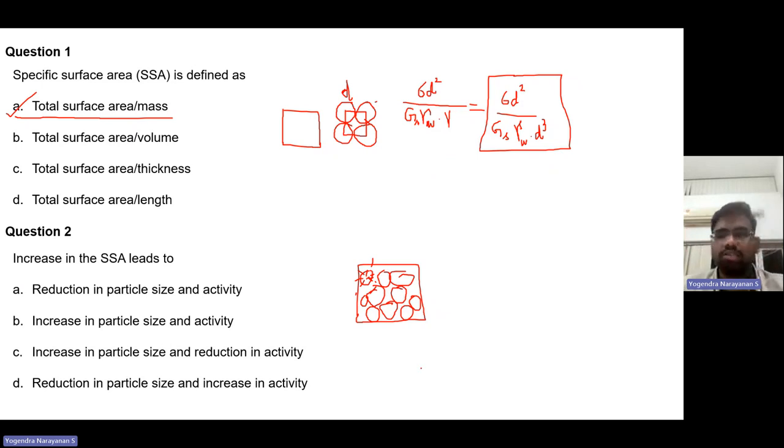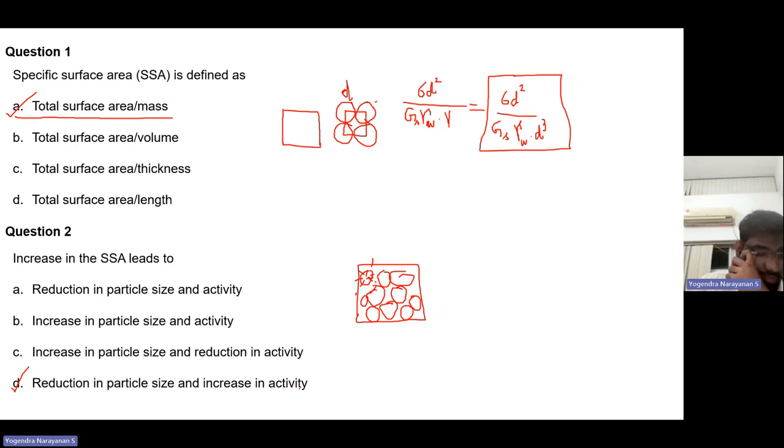So activity in case of soils pertains to the volumetric behavior, volumetric deformation, that is essentially the swell-shrink behavior, and the moisture retaining capacity of the soils. So these two are the aspects which come under the activity. Hence, increase in specific surface area leads to a reduction in particle size, which we saw, and increase in activity. Hence, option D is right.